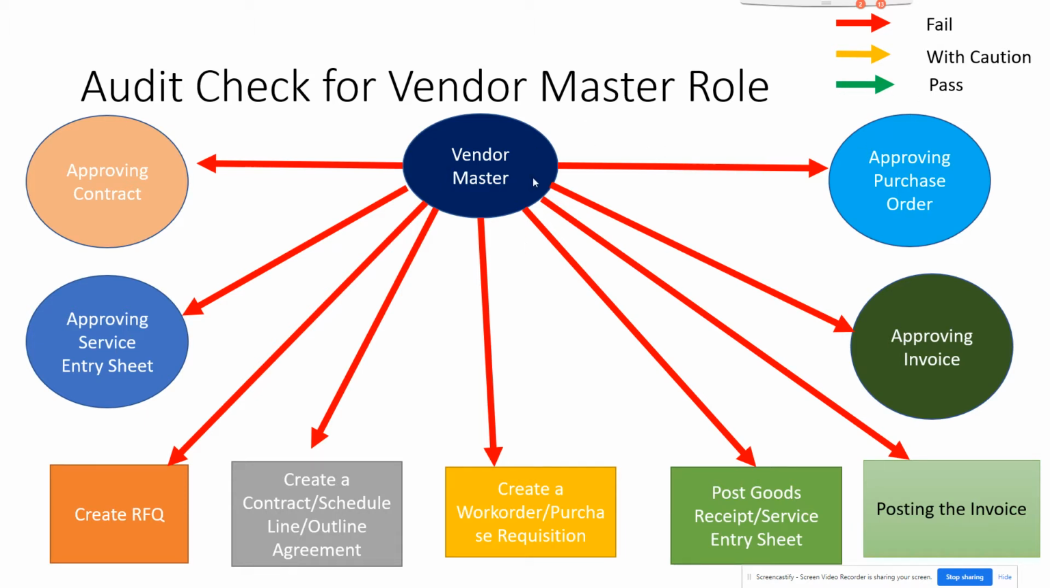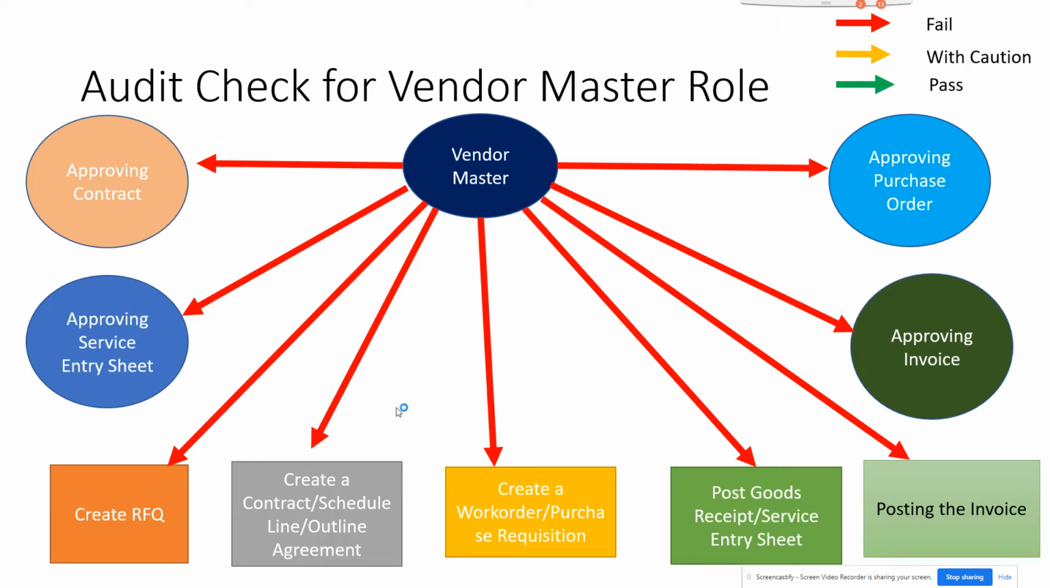Here it explains that if you have the vendor master role and he or she also has the role of approving contracts, that's a no-no. If the user has the role of approving a service entry sheet, that's a no-no, because you are creating the vendor as well as approving the service entry sheet. You cannot do that. If he is going to create an RFQ, no, that's a conflict of interest. You are creating the vendor as well as this.